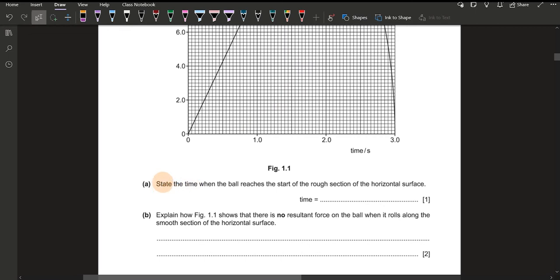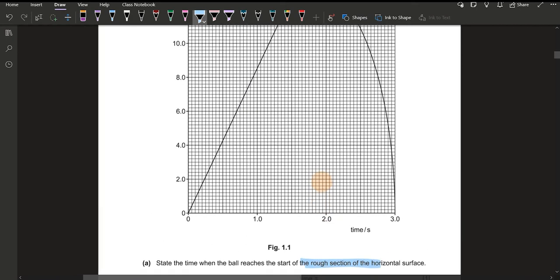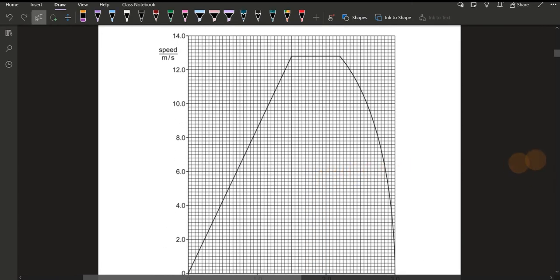Part A says, state the time when the ball reaches the start of the rough section of the horizontal surface. So we need to find the time where the ball reaches the rough section. We can see the speed-time graph here, and we can draw a diagram here. First, the ball goes down a ramp. This is a ramp. And then the ball moves through the smooth horizontal surface.